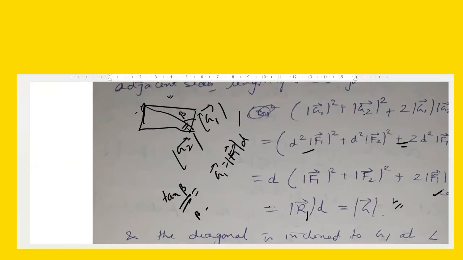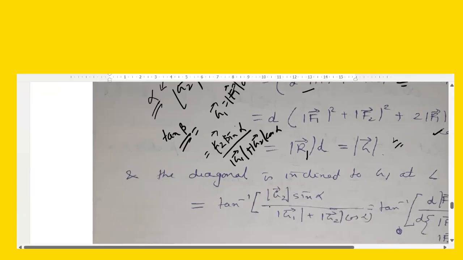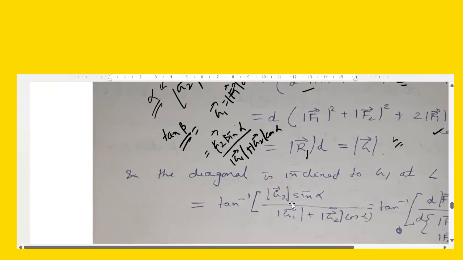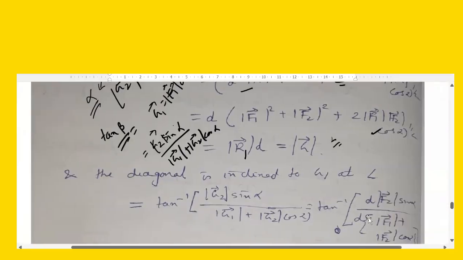Whatever the angle you have between G1, G2, it will be used here. If it is the angle between these two, it is angle alpha, as I said before, because the angle between F1, F2 was alpha. So it will be G2 sine alpha by mod of G1 plus G2 cos alpha, right? But what is G2 again? G1 is F1 D and G2 is F2 D. Whatever these things we have, we are just putting it here. So D cancels out.